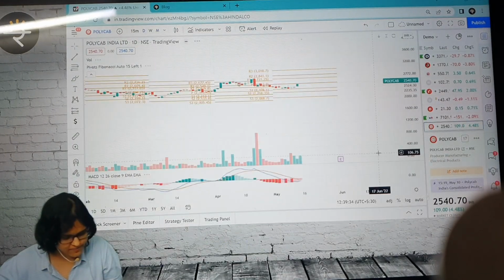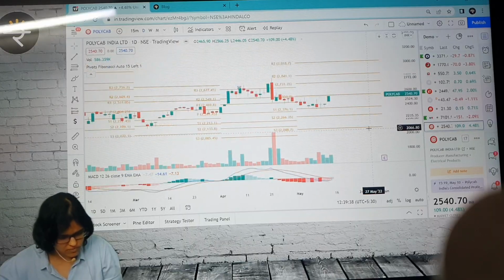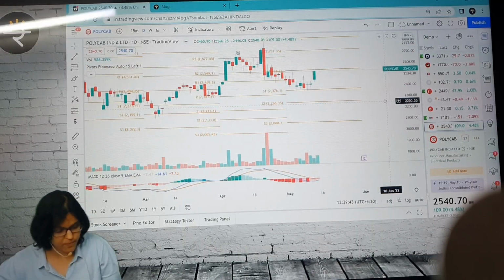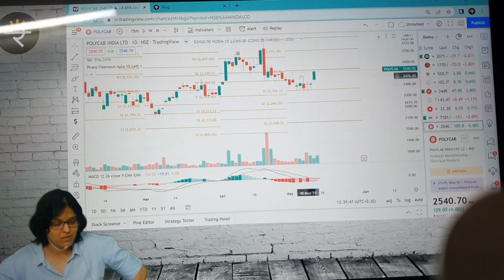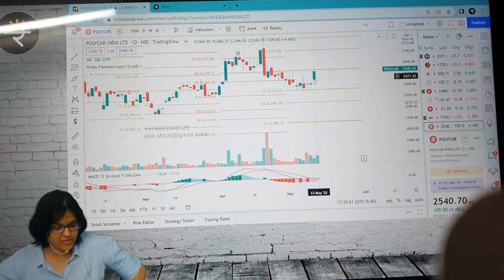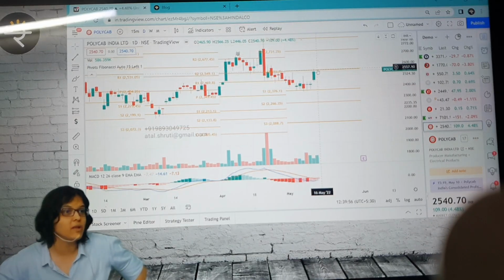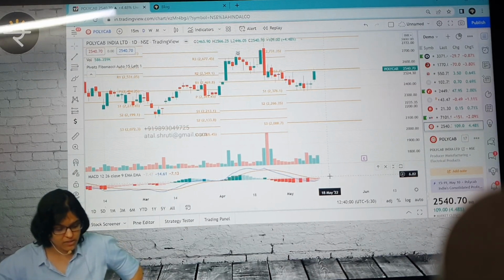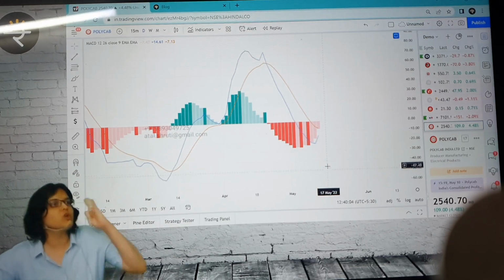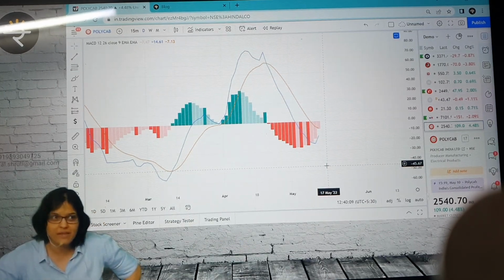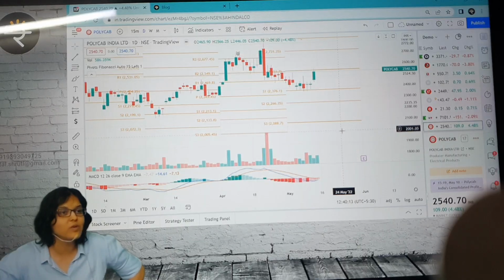First, we will go with the daily candle. Polycab, as per technical analysis, is going sideways, but right now you can see there is a gap, and it is fast approaching its pivot level. Plus, if you see, MACD is about to cross over. This is daily.